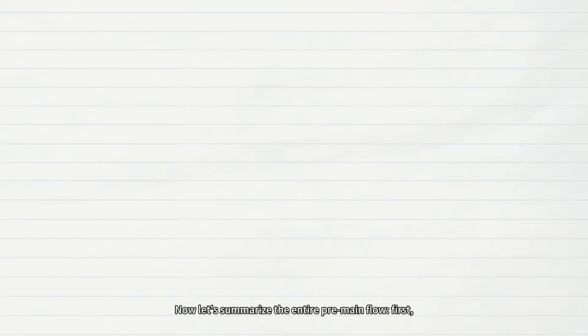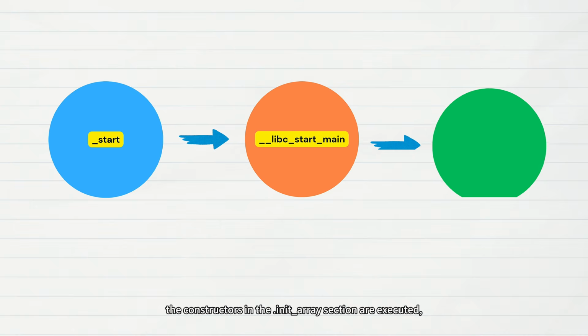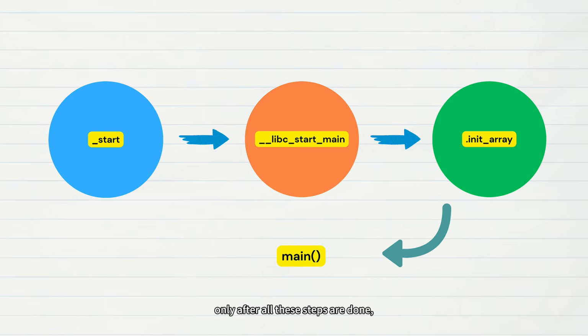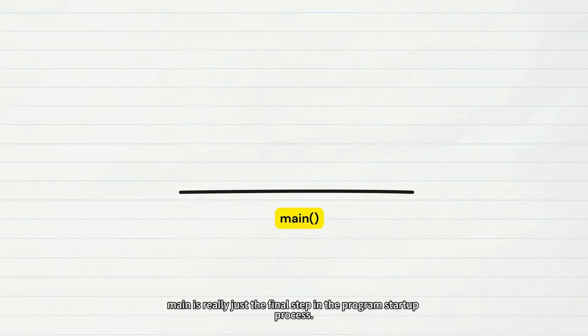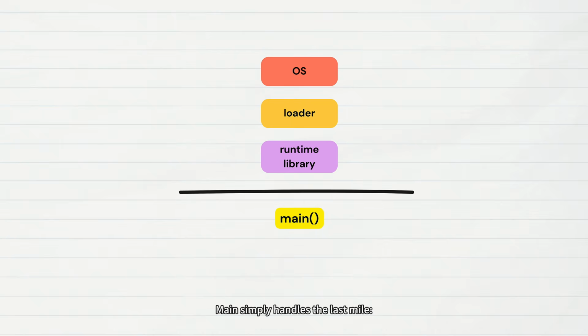Now let's summarize the entire pre-main flow. First, start executes. Then it calls __libc_start_main. Next, the constructors in the init_array section are executed, completing construction of all global objects. Only after all these steps are done does it finally call main. In other words, main is really just the final step in the program startup process. Before entering main, the OS, loader, and runtime library have already collaborated on massive amounts of low-level work. Main simply handles the last mile, executing the business logic.